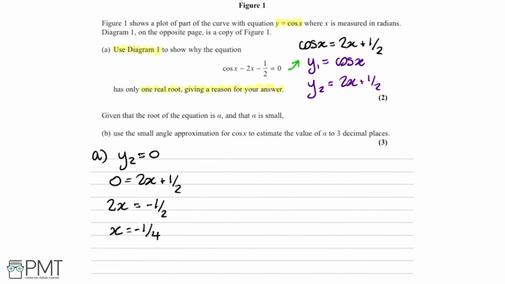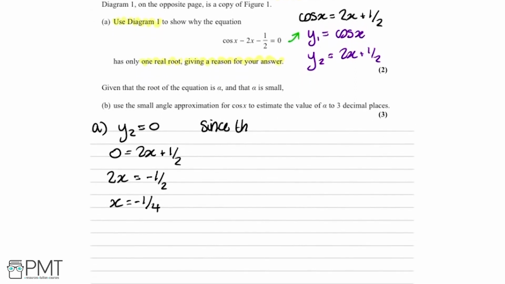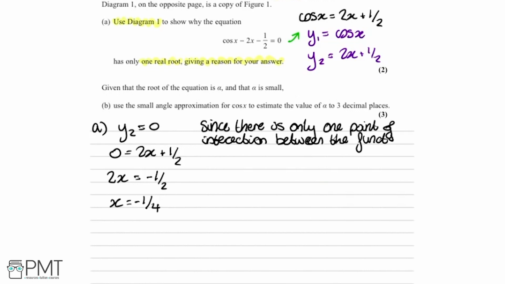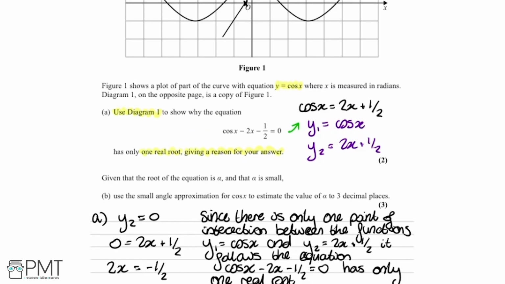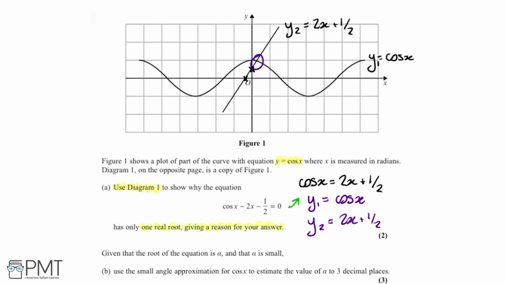So down here I'm going to write an explanation. Since there is only one point of intersection between the functions y1 equals cos x and y2 equals 2x plus a half, it follows that the equation cos x minus 2x minus half equals 0 has only one real root. So looking back to see where we get the marks, we get 1 mark for drawing a graph like this.